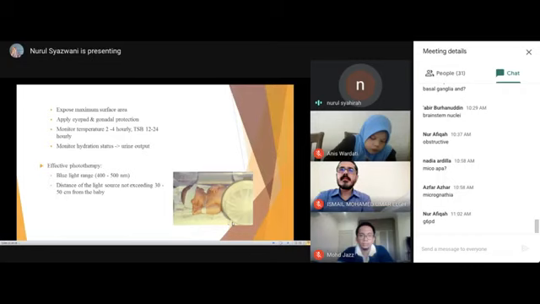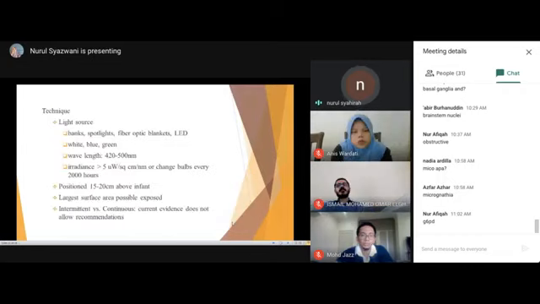Okay, this one is the technique done in phototherapy. The light source, usually we use the light band, spotlight, fiber optic blanket, and LED. The color of the light is usually white, blue, or green. The wavelength must be 420 to 500 nanometer irradiance. Then the position must be 15 to 20 centimeters above the infant. Must expose the largest surface area.